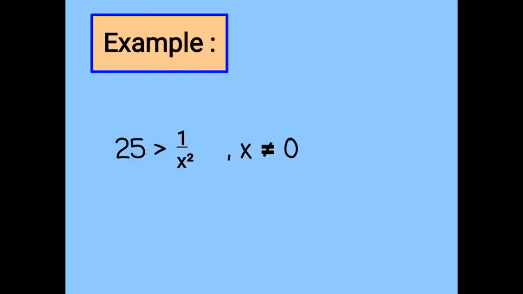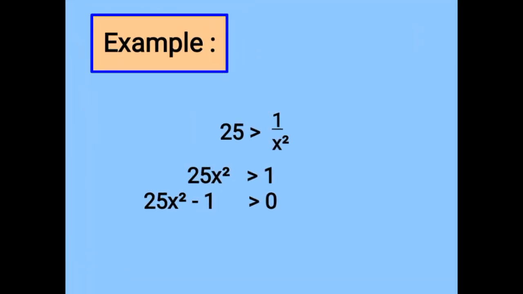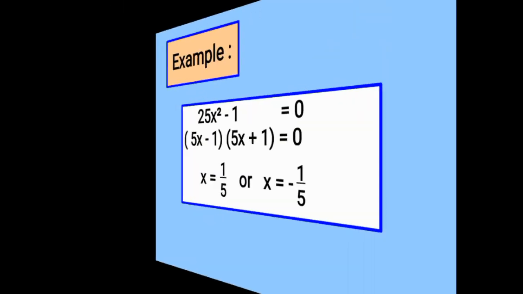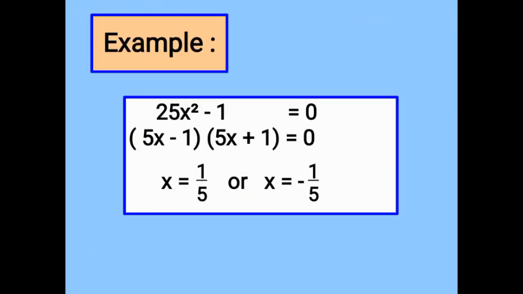Find the set of values of x for which 25 is greater than 1 over x squared where x is not equal to 0. First, rearrange the inequality so the right hand side is equal to 0. So, multiply both sides of the inequality by x squared and you get 25x squared greater than 1, 25x squared minus 1 greater than 0. Solve the quadratic equation 25x squared minus 1 equals 0. So, x equals 1 over 5 or x equals minus 1 over 5.